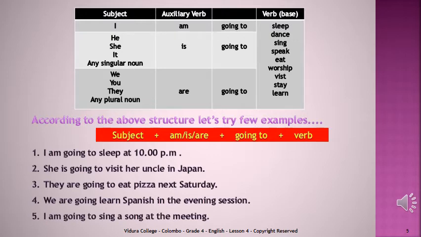Okay, here I have given you some examples. Let's see. I am going to sleep at 10 p.m. Second one, she is going to visit her uncle in Japan. Third one, they are going to eat pizza at next Saturday. Fourth one, we are going to learn Spanish in the evening session. Fifth one, I am going to sing a song at the meeting. Like that, we can create the affirmative sentences using the above structure.